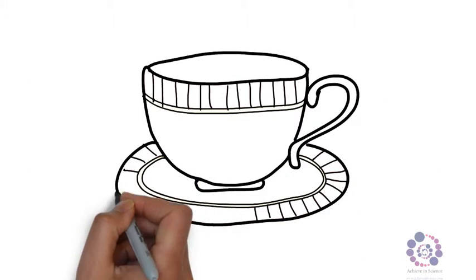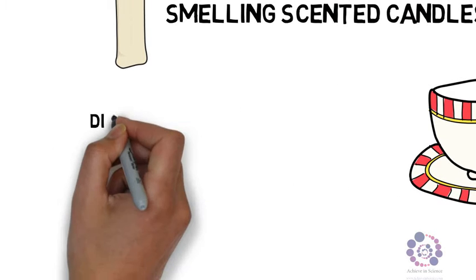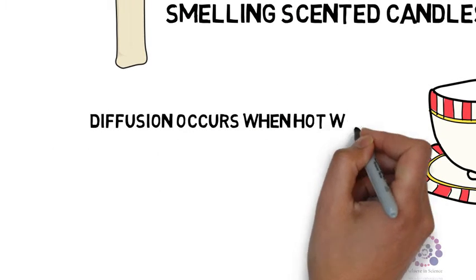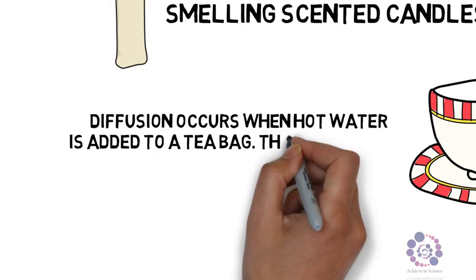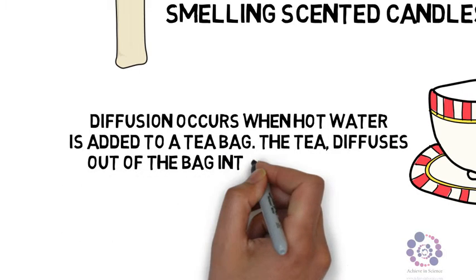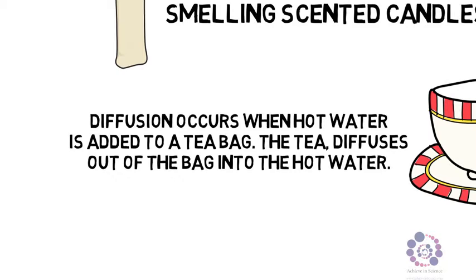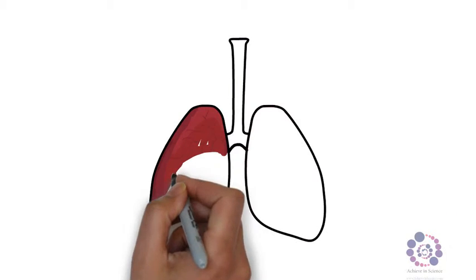Having a cup of tea. This is another example of diffusion. When hot water is added to the tea bag, the tea diffuses from the bag into the hot water, and the whole drink becomes tea, and that colour of tea, diffusion.